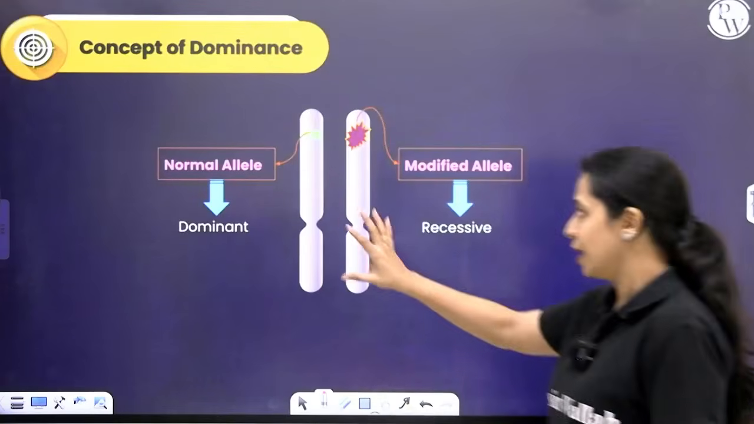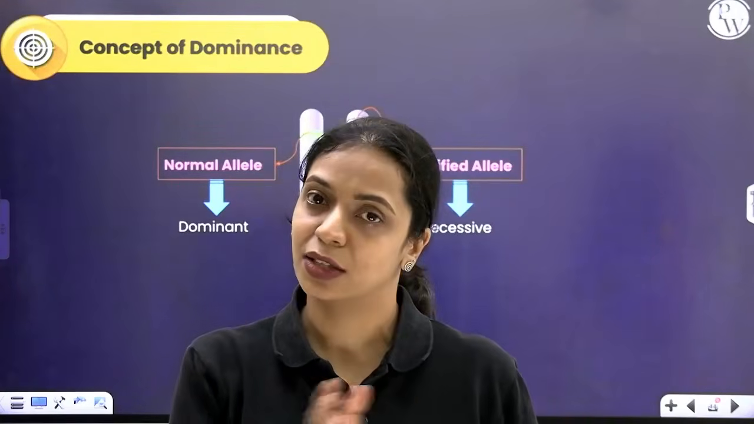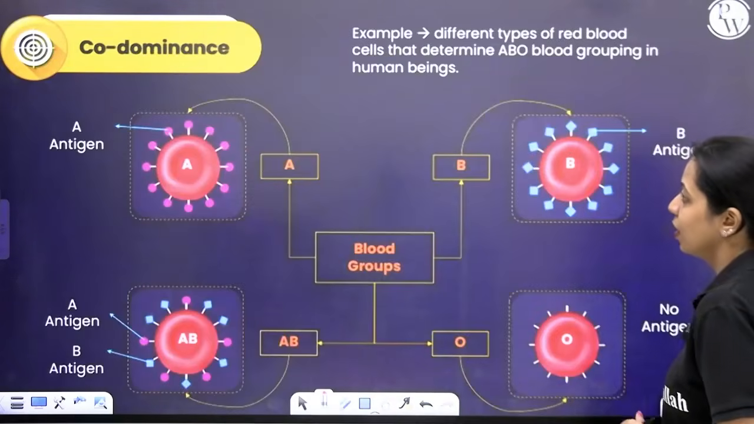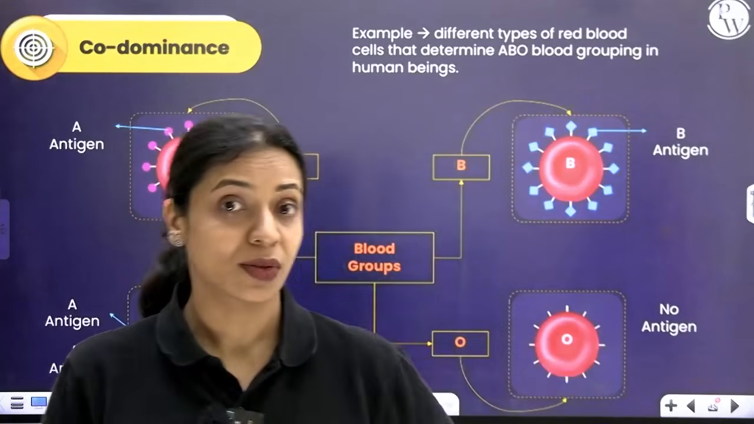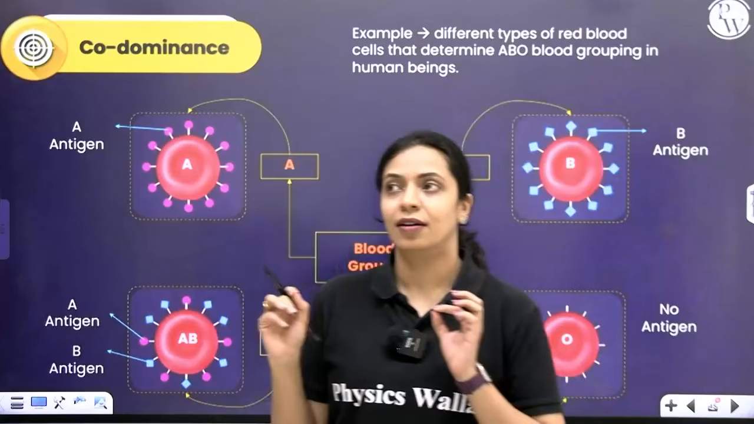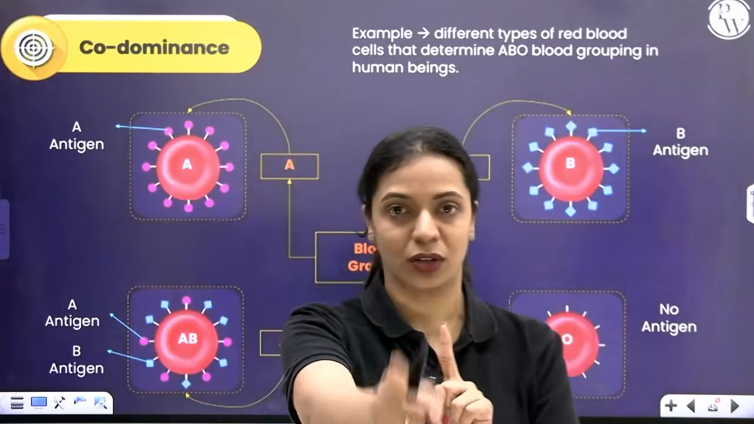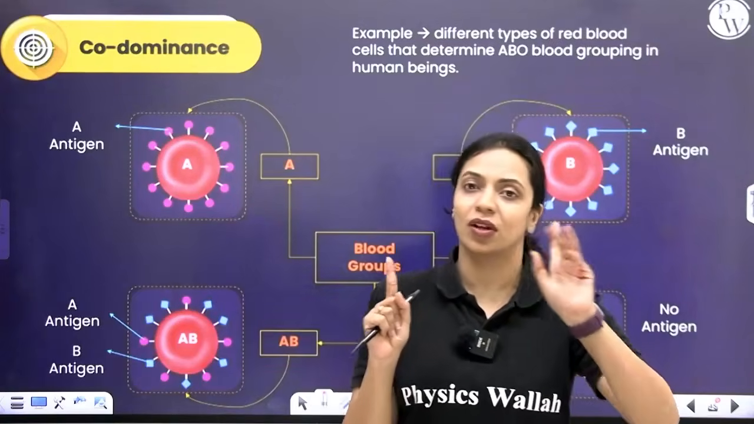So in most cases, the normal allele will be the dominant allele and the one that is modified will be the recessive one. Now, let's talk about another pattern of inheritance called codominance. This also doesn't follow Mendel's law of dominance, okay? In Mendel's law of dominance, we saw how whenever there is a dissimilar pair of alleles, only one of them will express, that is called the dominant one. The one that doesn't express is called the recessive one.